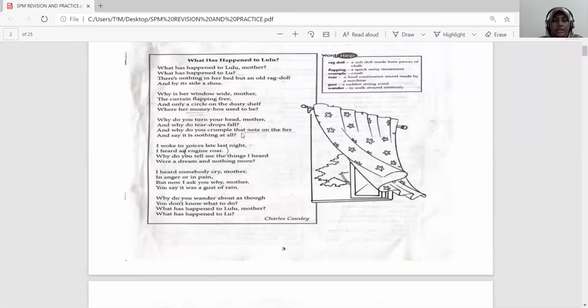In the third stanza, the persona asks, "Why do you turn your head, mother, and why do teardrops fall?"